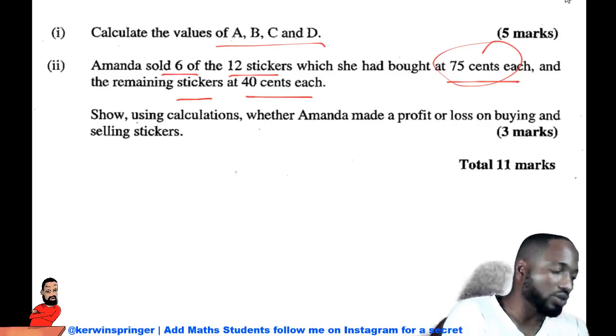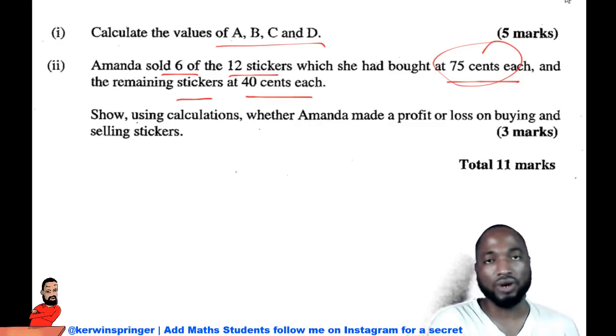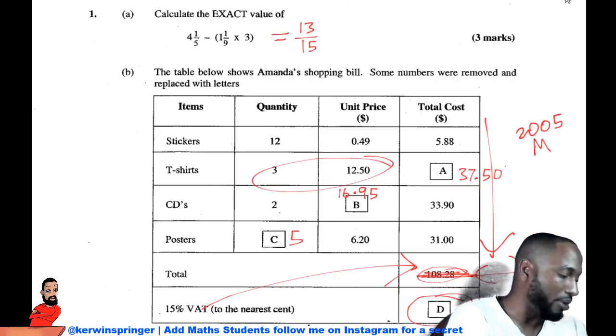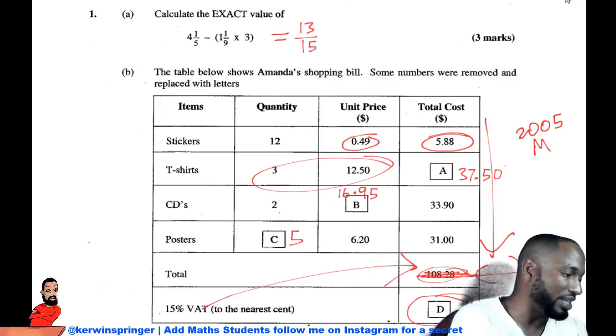So work it out now. You're working it out to see whether she made a profit or loss. Some of you would have the paper in front of you. You could go online and get the paper. It's 2005. Remember, this is how much you bought these stickers for: 5.88. The price of one of these stickers is about 50 cents.